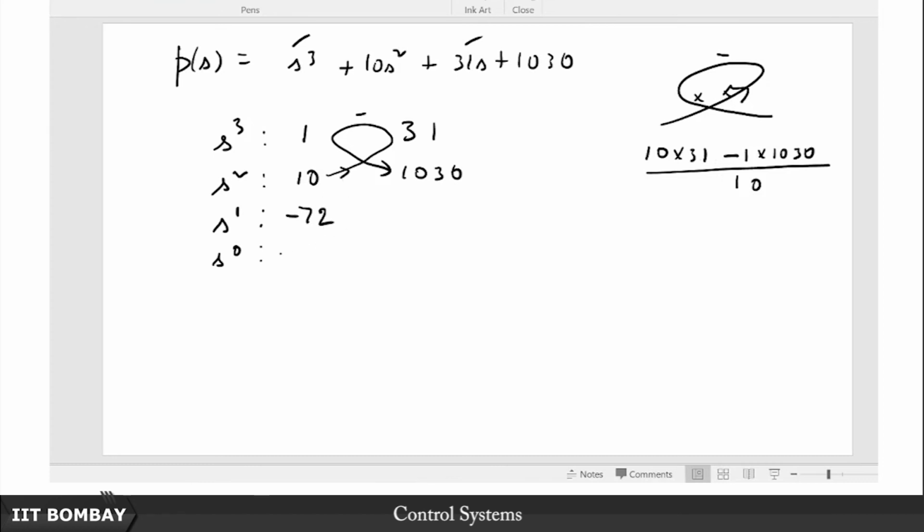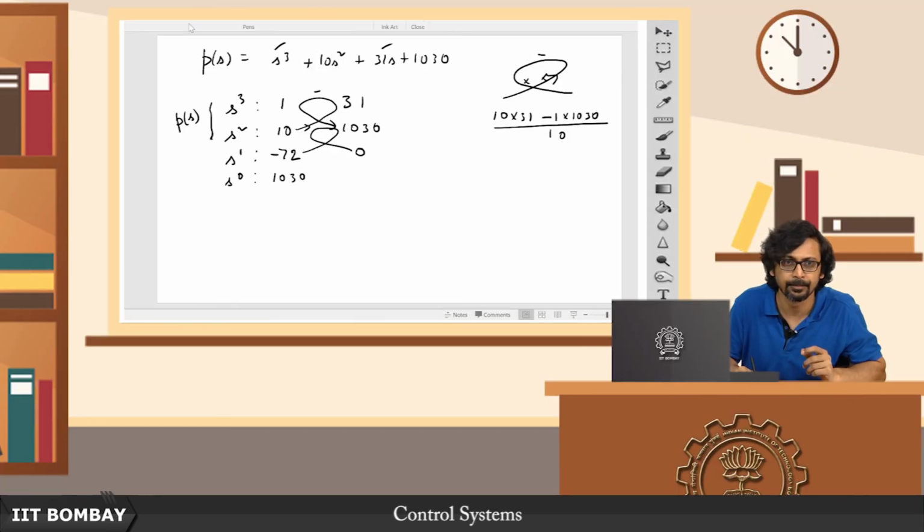Okay. Then you fill up the last row. How so? Again you do this same operation. Of course you don't have anything here, so you fill it up with a 0 here. So this is minus 72 times 1030 divided by minus 72, which will give you 1030. Now notice carefully, the first two rows, they can give you P, if you know how to read them. How do we read them? s cubed plus 10s squared plus 31s, so you proceed like this, plus 31s plus 1030.